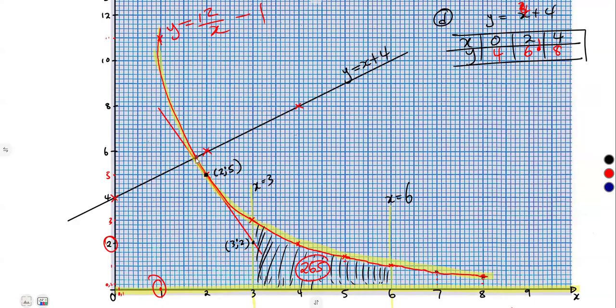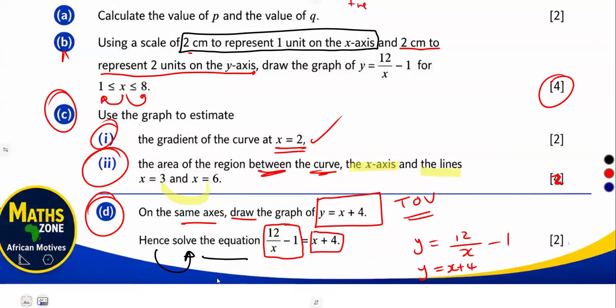Where they intersect, what is the value of x there? This one approximates to 1,8, somewhere there. You take it straight using your ruler. So that is the x value. Therefore, x is equal to 1,8. This is the solution to this equation. So first you draw the graph, then you solve by considering the point of intersection.